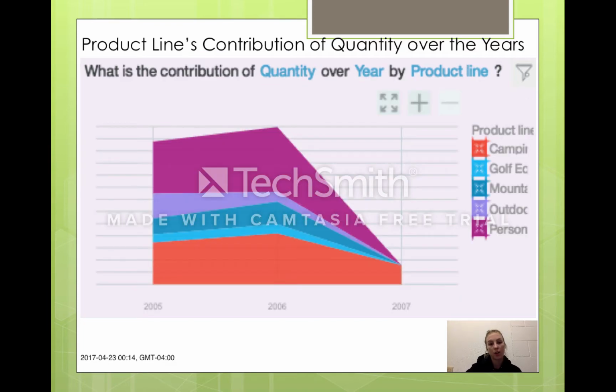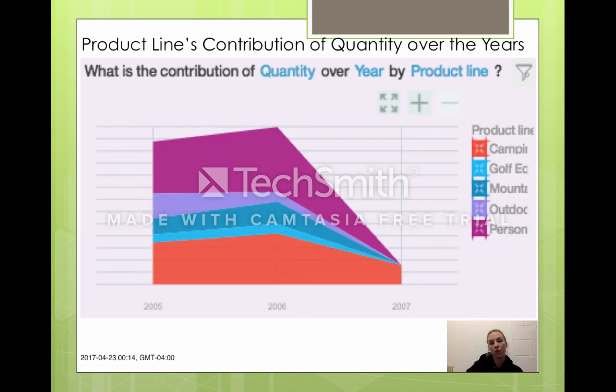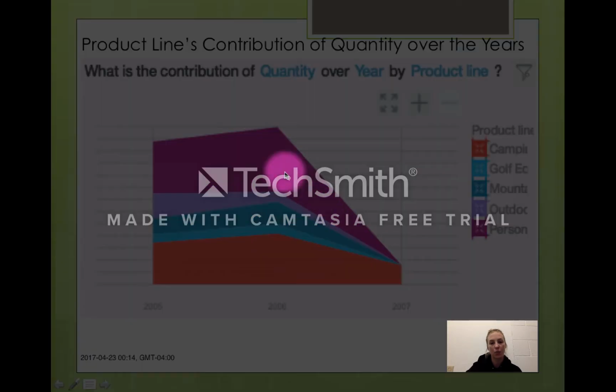So moving on to my third visualization or analysis, I wanted to do the product line's contribution of quantity over the years. So each product line's production quantity over the years. I filtered it down to doing 3 years instead of 4, 2005 to 2007. And just basically, as you can see, each product line, their product quantity increased from 2005 to 2006, but then from 2006 to 2007, each product line's production quantity decreased during that year. I mean, some decreased dramatically more than others, as you can see.